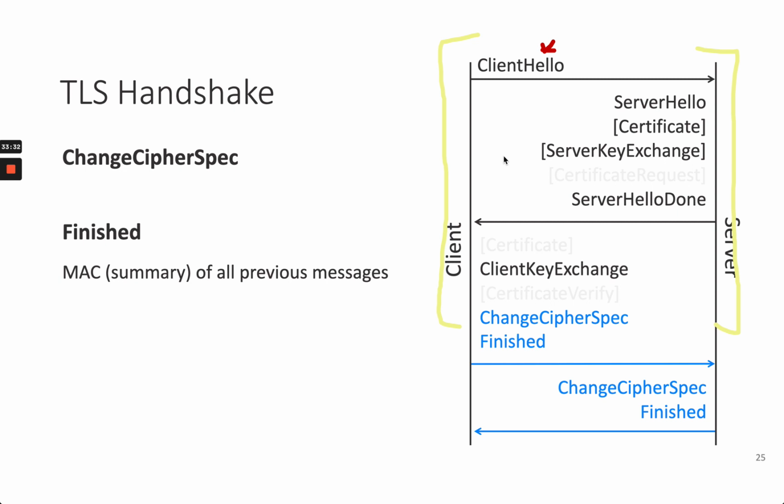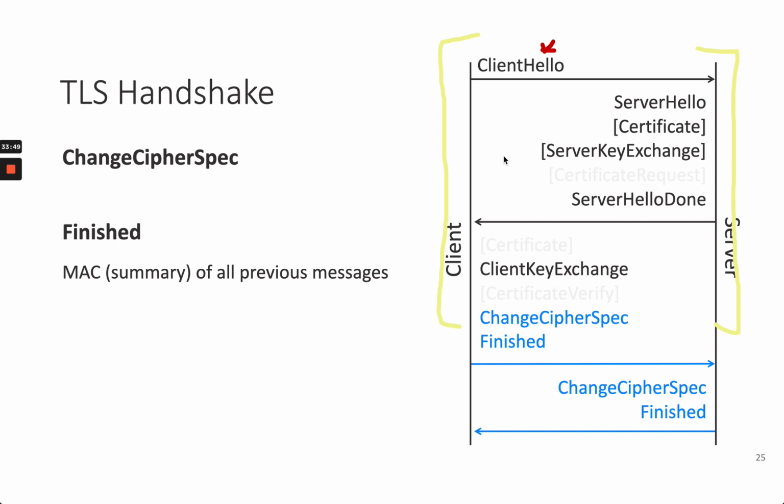And then we're actually finished. That's the end, right? If it seems simple, it's not really, but it's not quite as complicated as people think. The change cipher spec message says, I'm going to begin encryption, and then the finished message is encrypted and contains this summary of all the messages we've seen so far.